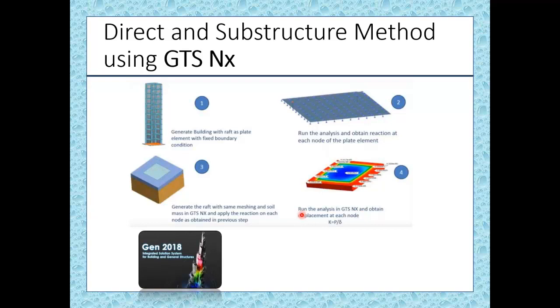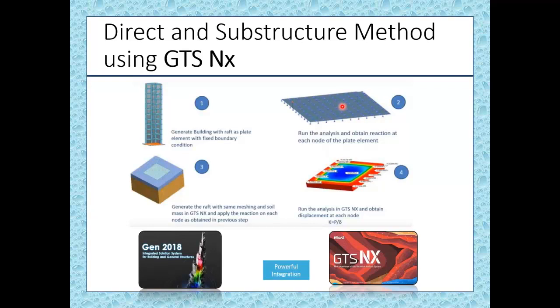Well, let's begin. Sorry. All right, so this is about the substructure method. So in Gen, firstly, we have our building with the raft foundation or any foundation as we have. All right, we run the analysis in the Midas Gen program. Okay, and we get the support reactions. Basically, we assign supports at all the nodes of the raft, and we perform the analysis and get the support reactions. Then we are going to go to GTS NX.